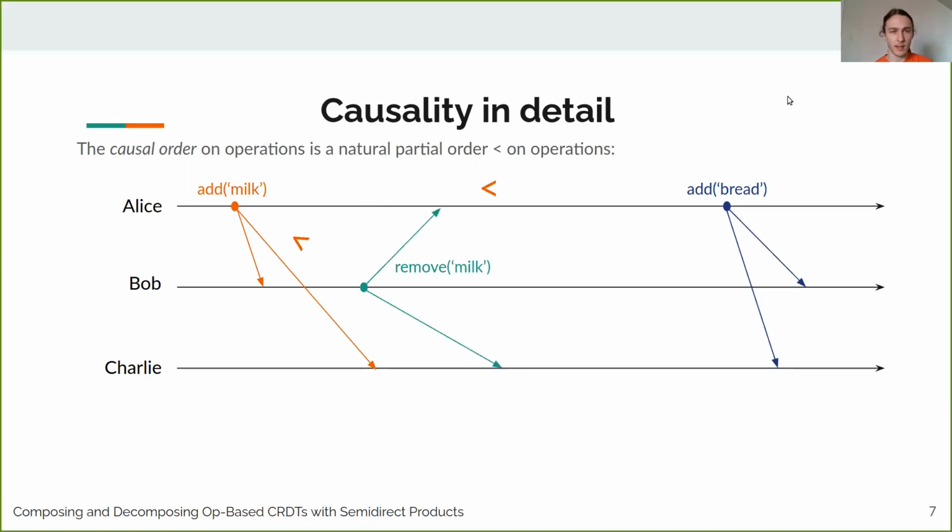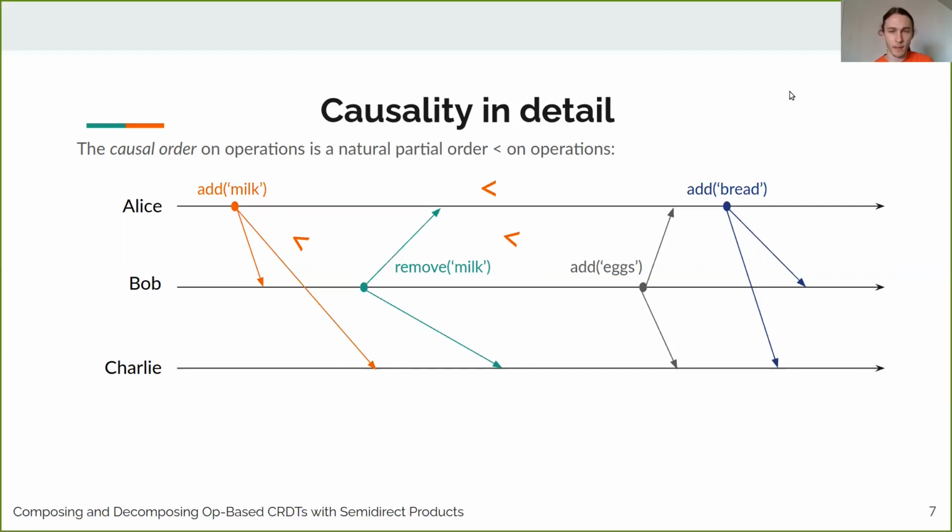The second rule is that if, say, Alice sends a message, Bob receives it, indicated by the first diagonal orange arrow, and then Bob sends his own operation, like remove milk here, then the first one is less than the second one. So here add milk is less than remove milk in the causal order. And the third rule is transitivity. So by what I just said, add milk is less than remove milk, and by the first rule again, remove milk is less than add eggs. So then we dictate that also add milk is less than add eggs by transitivity.